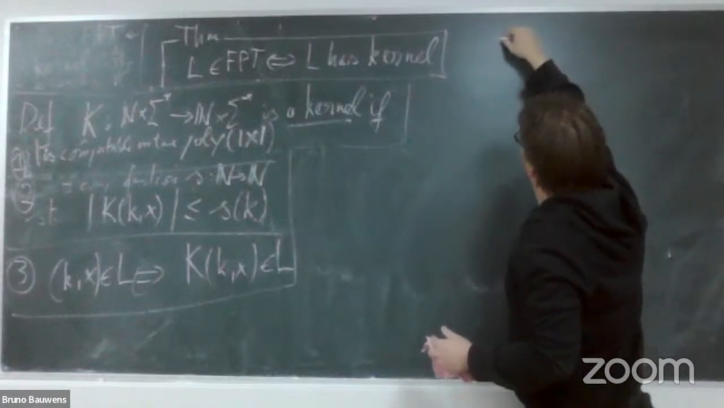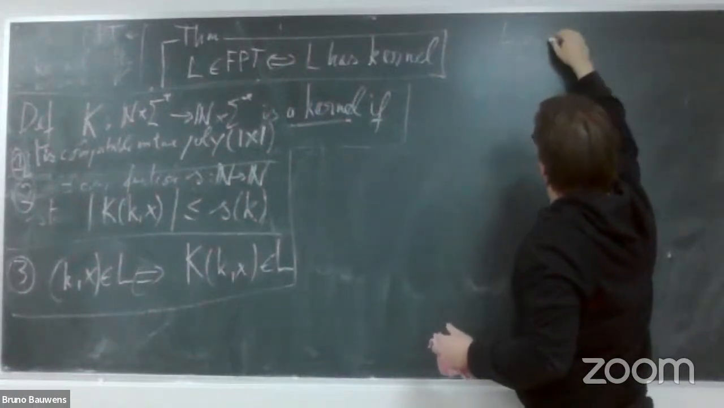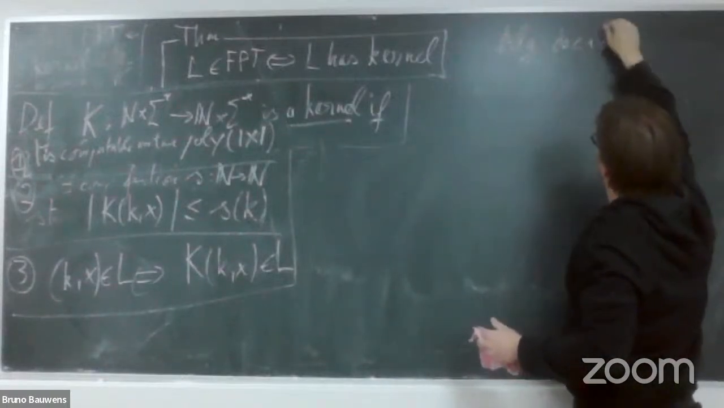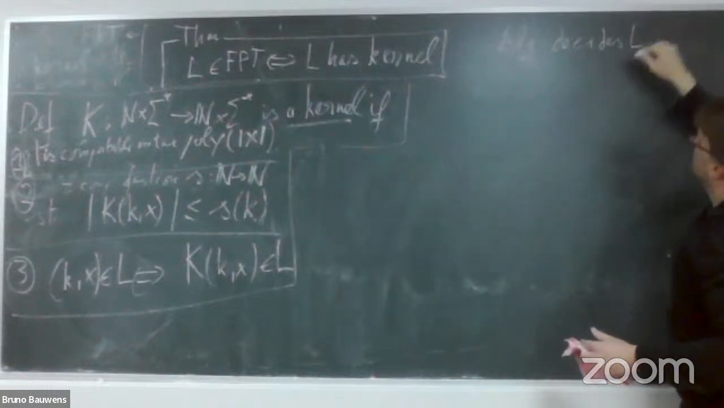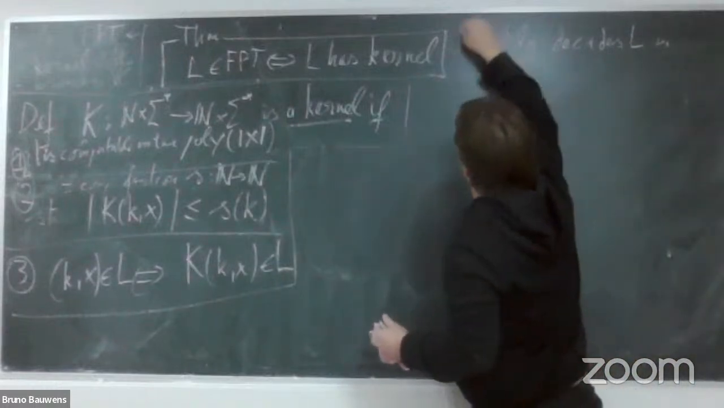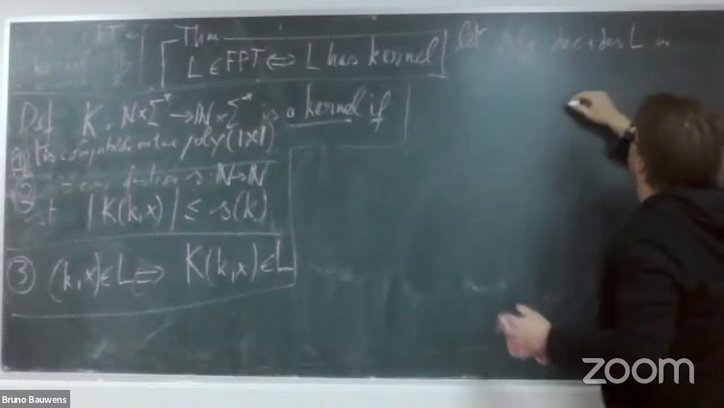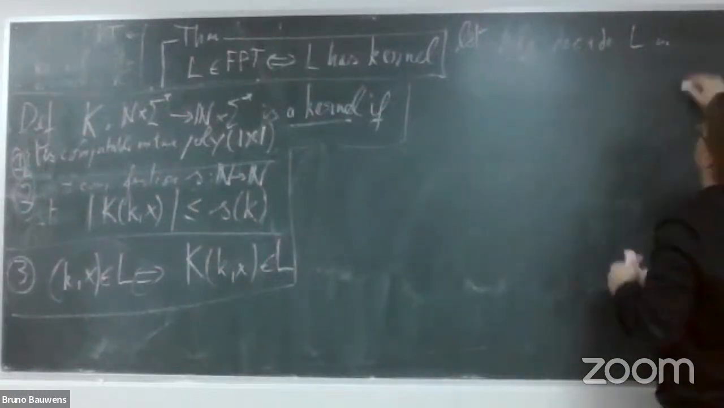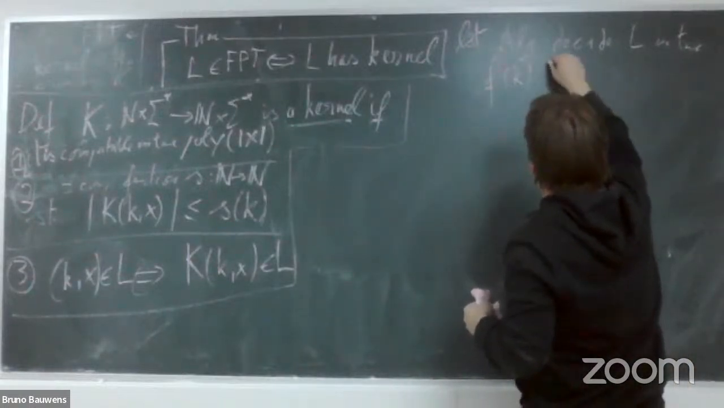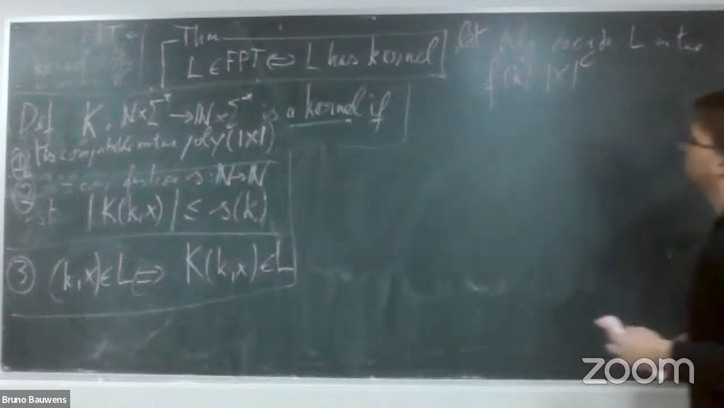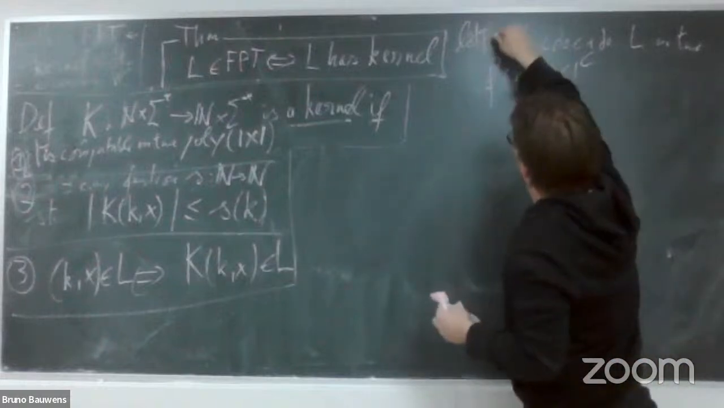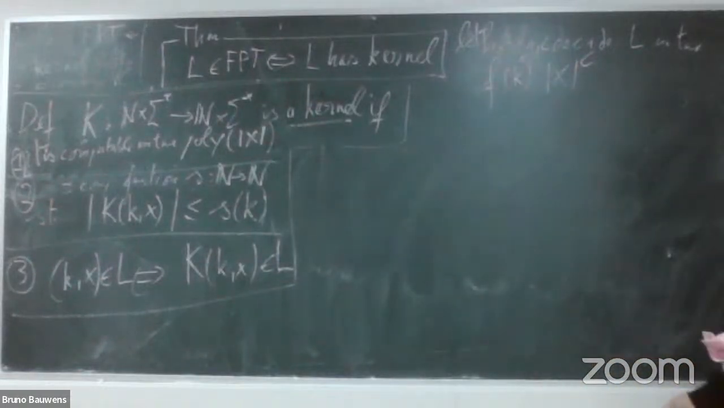So assume there is an algorithm that decides L in time f of k times length of x to the power c. The triple f, L and c is from the definition of FPT.